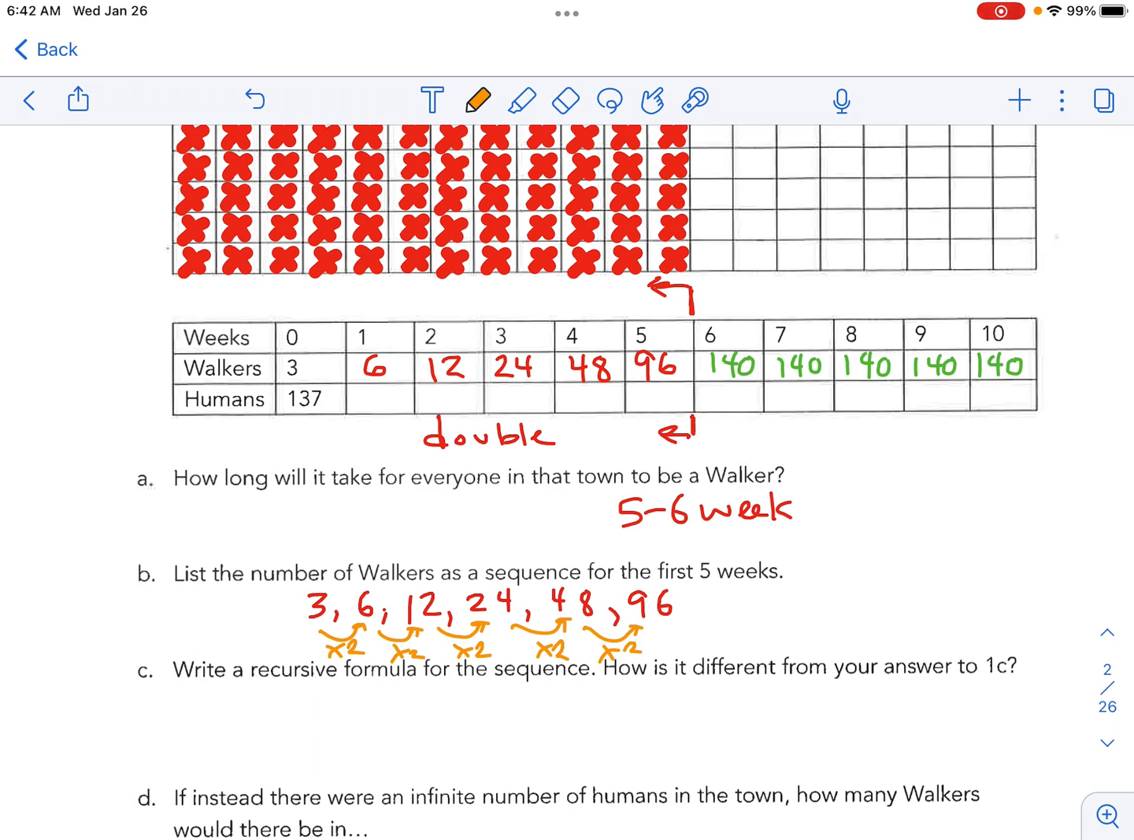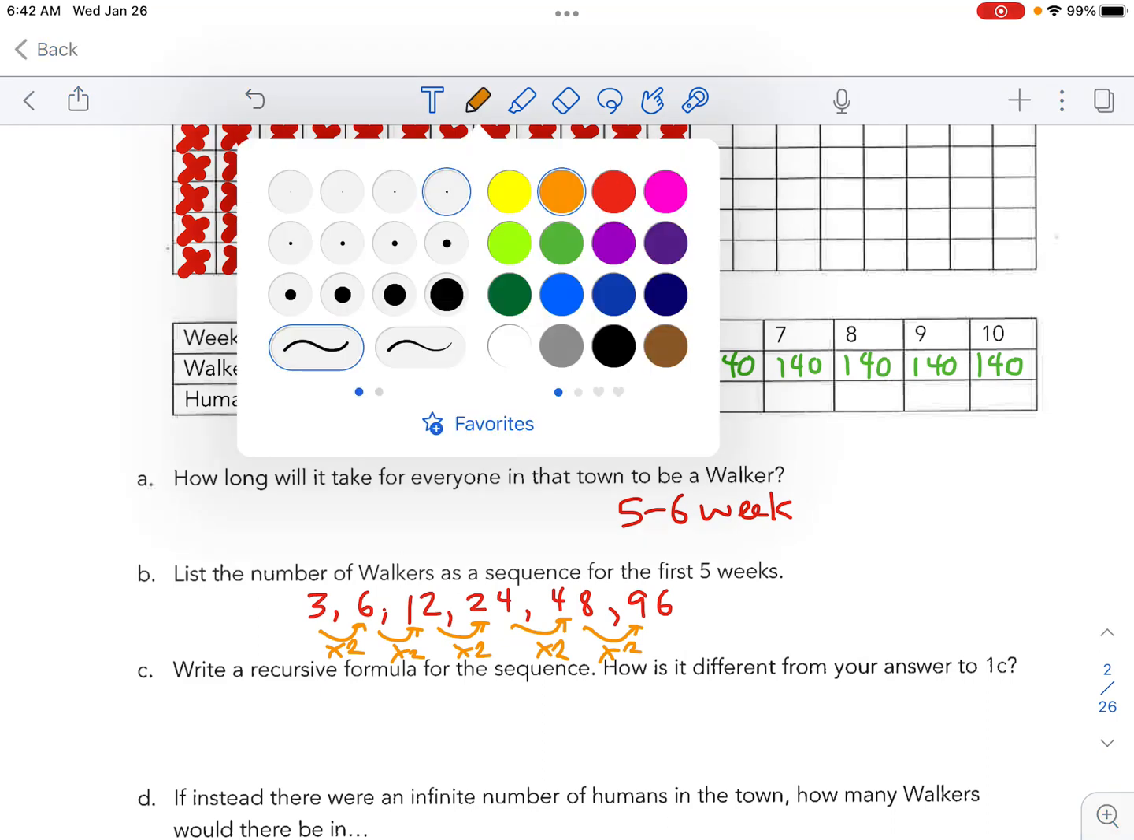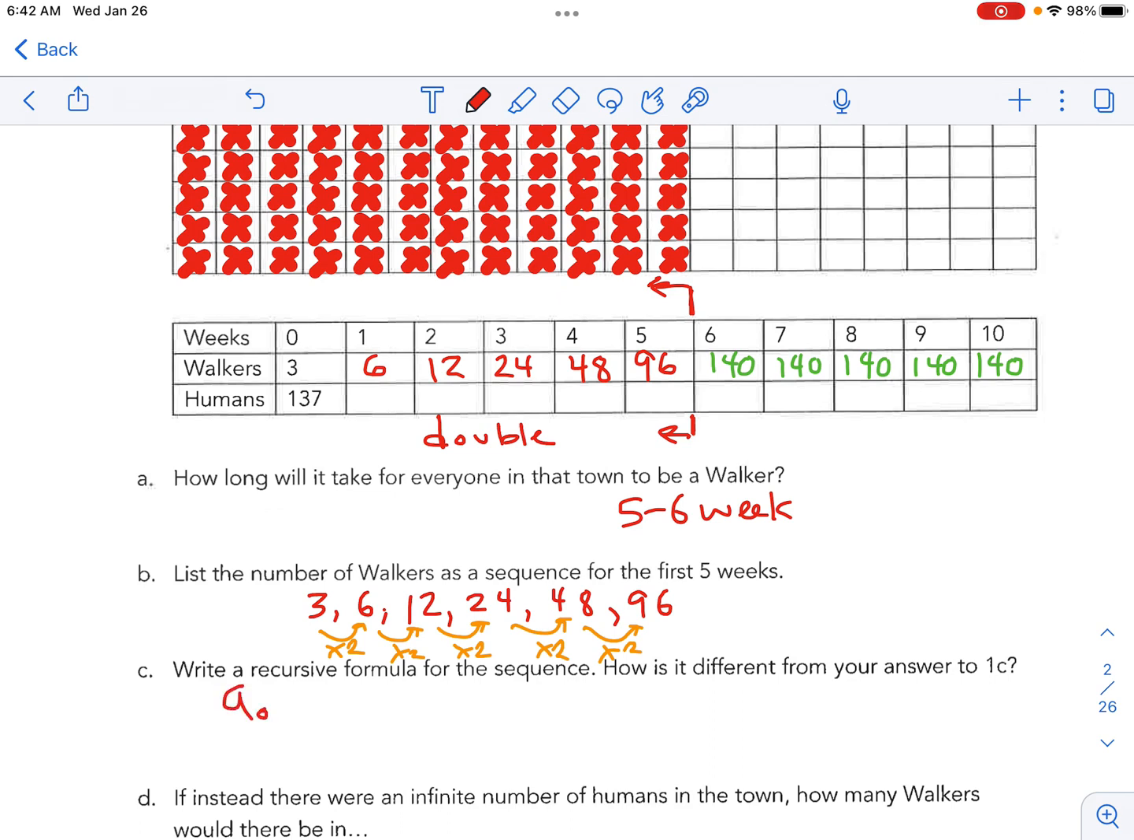And so this recursive formula now is, we're looking at, we started with 3 zombies. So at the beginning, we had 3 zombies. But we're still doubling. So our recursive formula is still a sub n equals a sub n minus 1 times 2. Because that 2 is coming from the fact that we're still doubling our zombies each week.